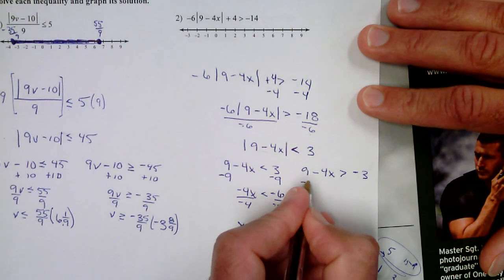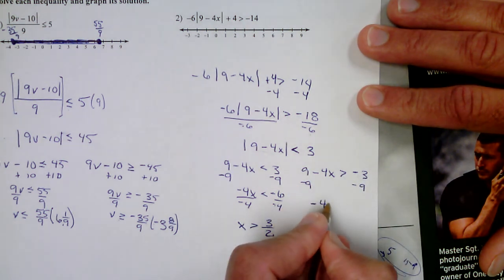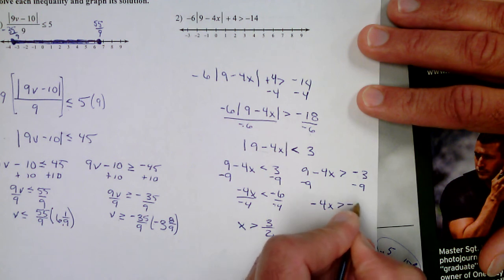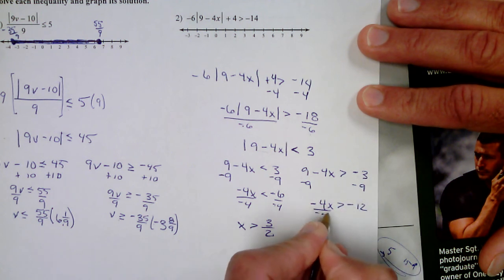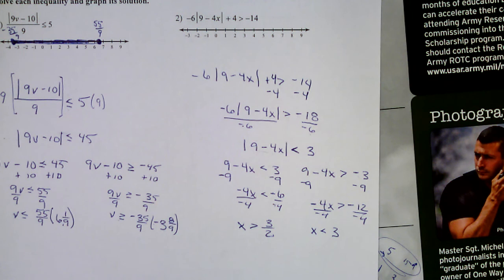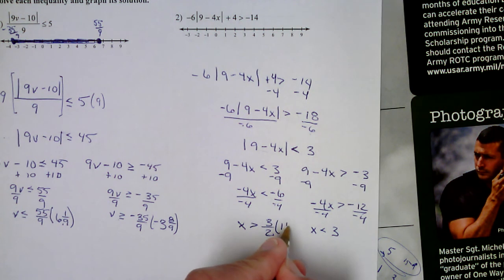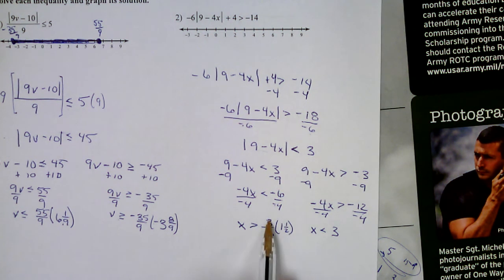Same thing with our split. Minus 9, minus 9. Negative 4x is greater than negative 12. Divide by negative 4, divide by negative 4. x is, again, less than, got to flip that sign, positive 3 when we simplify our fraction. Okay, so now we're going to graph. We've got x is greater than 3 halves. That's the same as 1 and 1/2. It is exactly the same as 1 and 1/2.